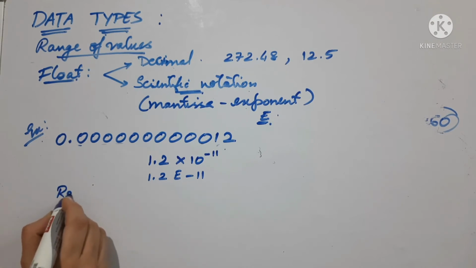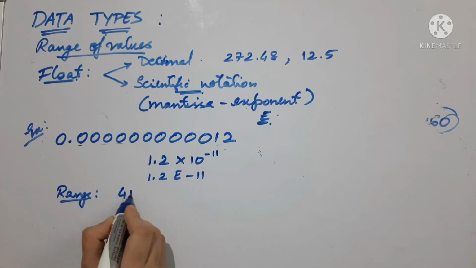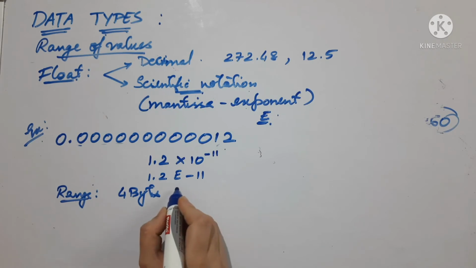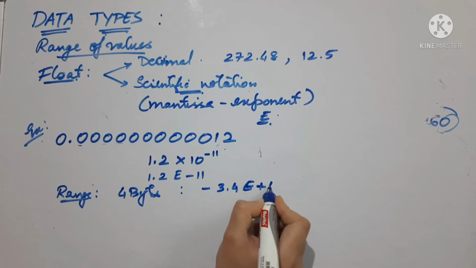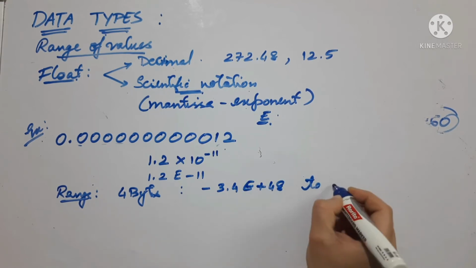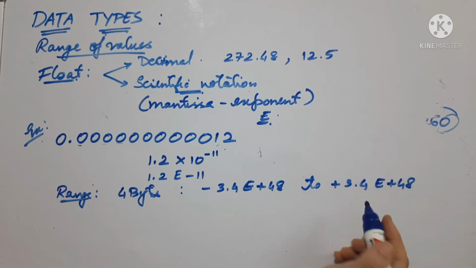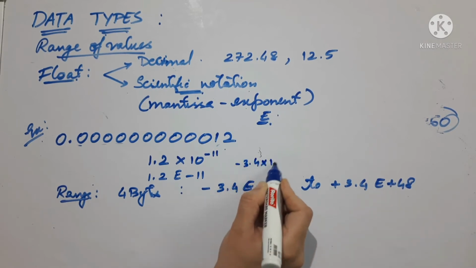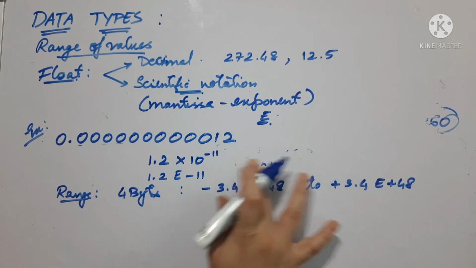Now, discussing the range of floating values. How many bytes does the float take? My float is taking 4 bytes. So for the 4 bytes, the range I have is minus 3.4E plus 48 up to plus 3.4E plus 48. I hope you are now understanding the notation of E. That means it is minus 3.4 into 10 to the power of 48. So this is the range of values for the float number.